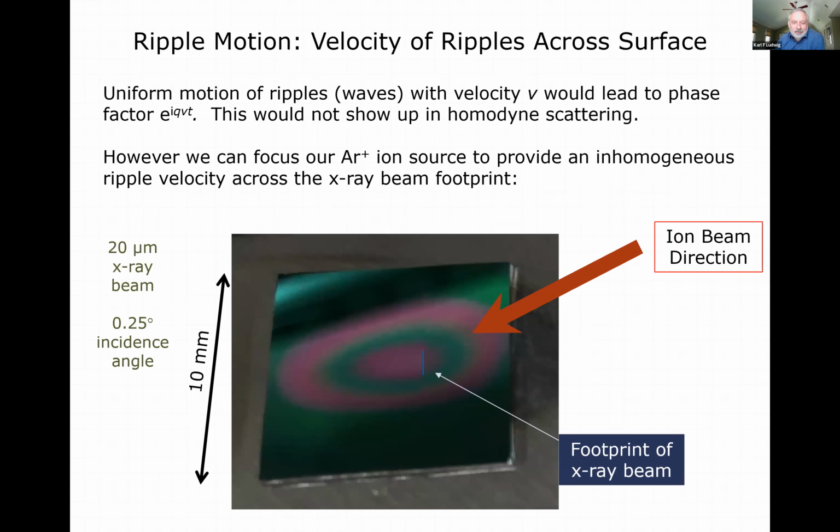This is just a picture of our sample where the ion beam was coming in from the right, and this was on a piece of SiO2. You could see this SiO2 film on top of silicon, so you can actually see the eroded regions through these interference fringes, and you can see where the X-ray beam was hitting. We took a little line and placed it there.